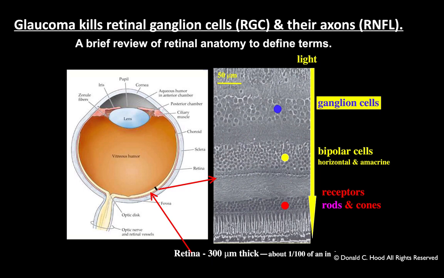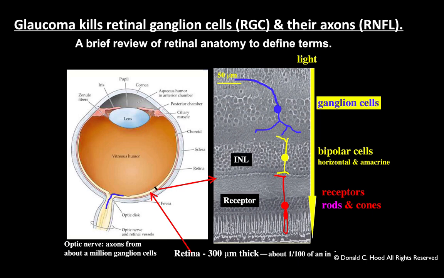So light comes in this way, of course. It's absorbed in the outer segment here of the receptors, and then they make synaptic contact with the bipolars. That makes synaptic contact with the ganglion cells. And it's the axons of the ganglion cells that leave the eye as part of the optic nerve, and you have about 1 million ganglion cells and 1 million optic nerve fibers, or axons.